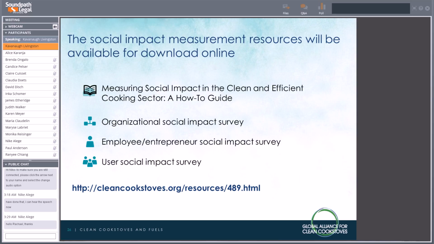So the social impact measurement resources are going to be available for download online. I believe they'll go live later this week. But just to give you an overview of what will be online, there's the Measuring Social Impact in the Clean and Efficient Cooking Sector How-To Guide, and this really goes through in great detail everything I've just talked about, and it even goes through each of the surveys, which will also be linked and available for download, and talks about each of those modules within the survey. What is it trying to measure? Why would this be interesting to your organization or enterprise? What kind of information can you get out of it? What kind of indicators come out of taking those measures? And how would you be able to actually use that information in a helpful way?